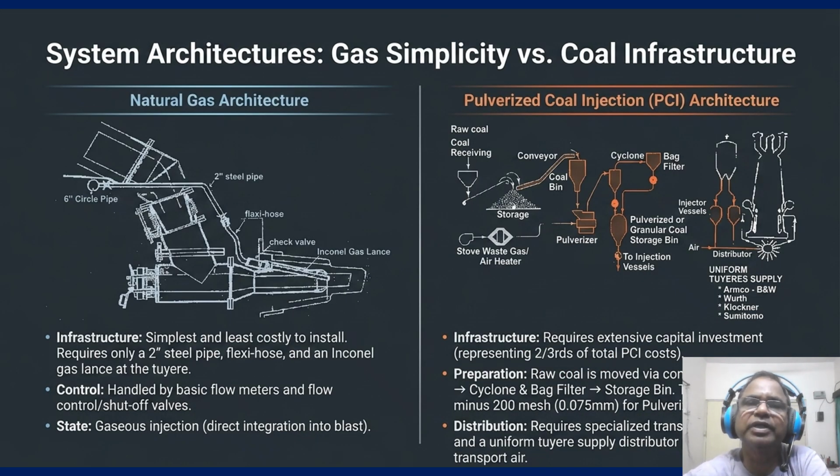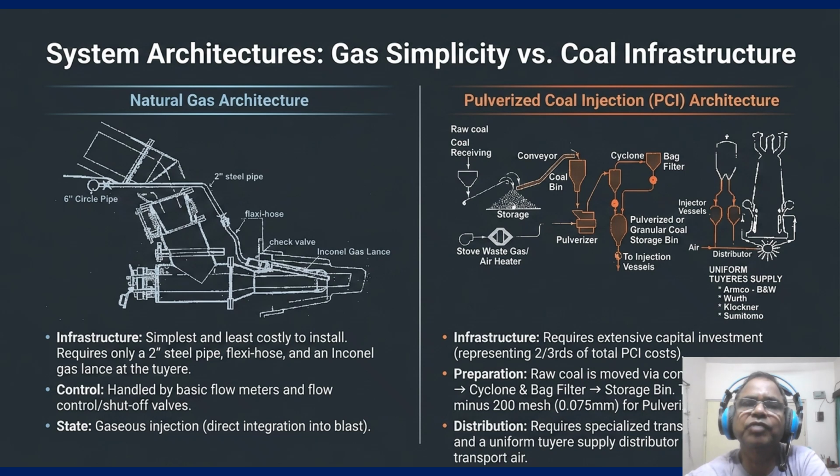And this is what is most important for us. That is about the system architect. As you can see, that is the simplicity of this architecture versus the coal infrastructure. This is all shown on slide number 3. On the left, the natural gas setup is the definition of simplicity, just a 2-inch steel pipe and an in-corner lance. It's cheap to install and easy to control with basic flow meters.